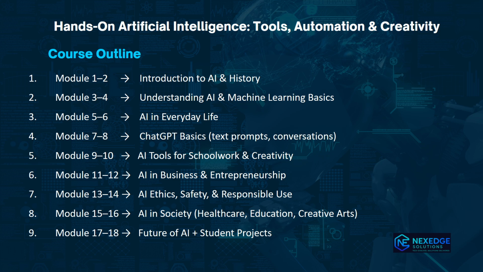Modules 15 to 16 are talking about AI in society, healthcare, education, creative arts, and so on. While Modules 17 to 18, which is the final module, are talking about the future of AI plus student projects. So stay tuned as we begin the class.